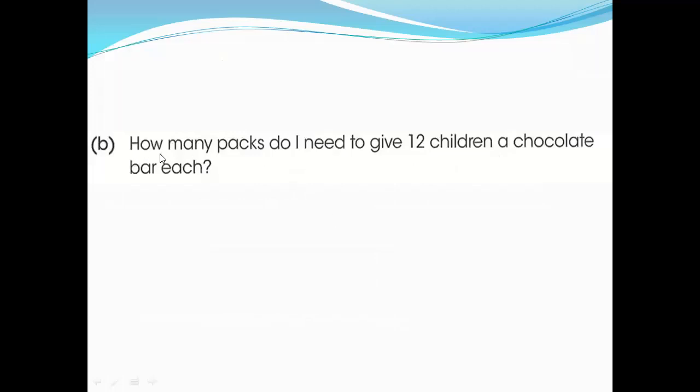Next question, how many packs do I need to give 12 children a chocolate bar each? Easy. Just 12 divided by 2. Because I have 12 children, and how many packs do I need? So divided by 2. So 6 packs.